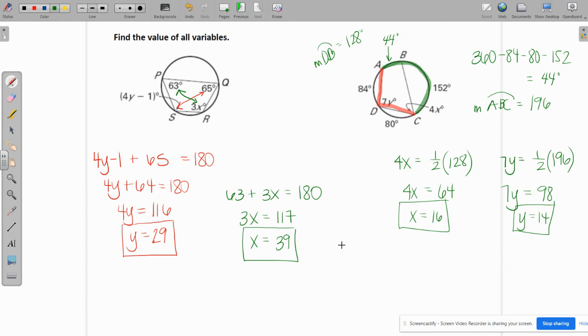So the leftover space on your paper is for you to do the work for your skills check.